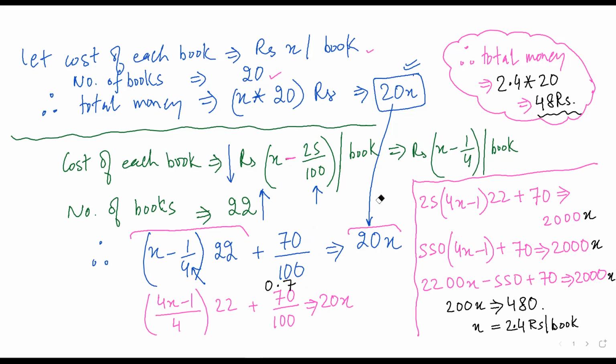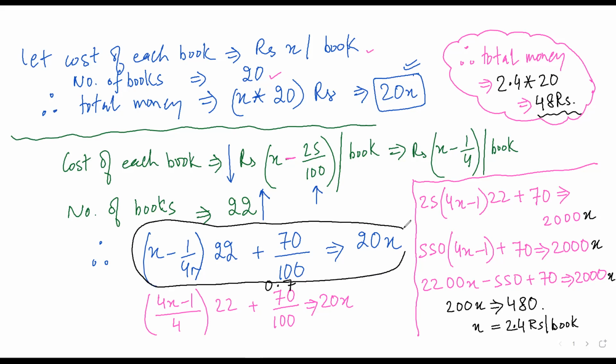Okay. So let me clear these things a bit. Okay. So now it's just a matter of solving this whole equation. So this is the LCM, 4x minus 1 upon 4. This is the LCM into 22 plus 70 upon 100 is equal to 20x. So what I have done is I have multiplied both sides by 100. Can you see here? Yes, sir.